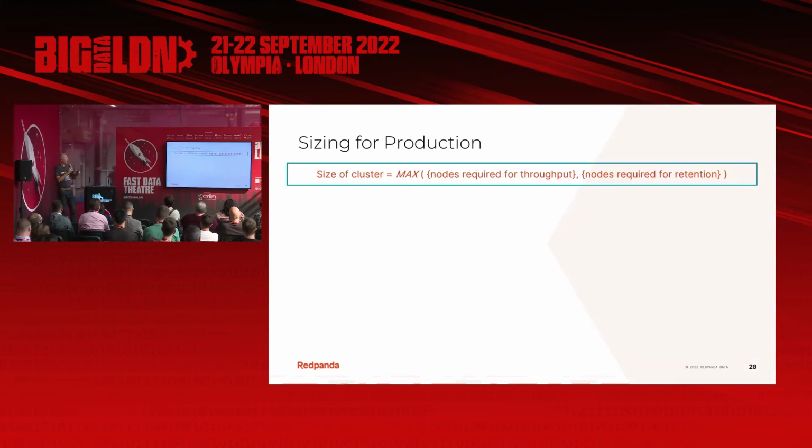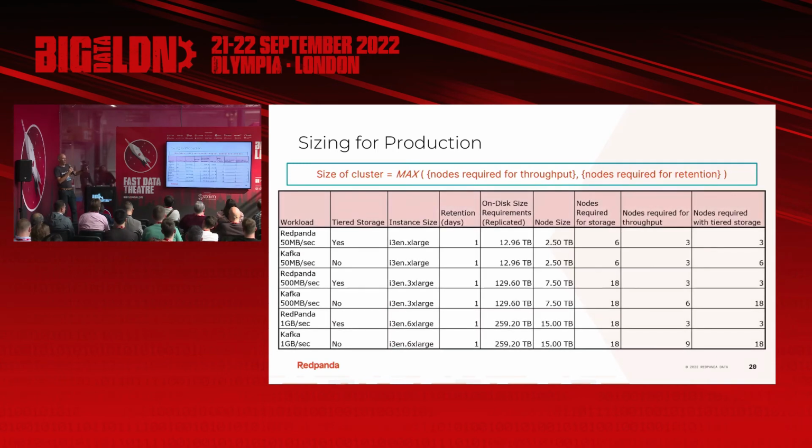So when we then look at how many nodes we need, the nodes required for retention, we're then doing different calculations. There's a lot of numbers on this chart, but we'll focus on the bottom two rows. So this is our 1 gigabyte a second workload. If you want to have 1 day's worth of retention, you're writing at a gigabyte a second, that's going to be 260 terabytes worth of storage. So if you're doing that on Kafka, you're going to be looking at 18 nodes from the get-go. Remember we said we needed 9 nodes just to handle the throughput. We now need 18 nodes to handle the retention.